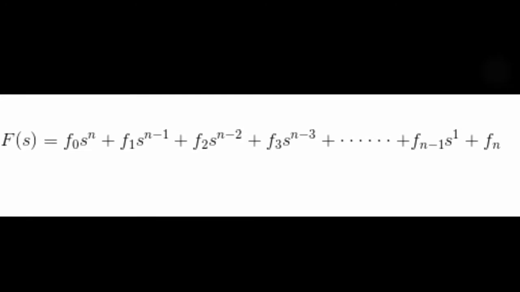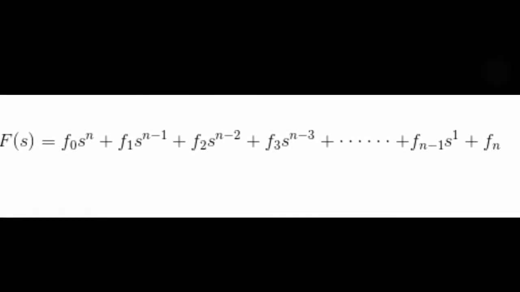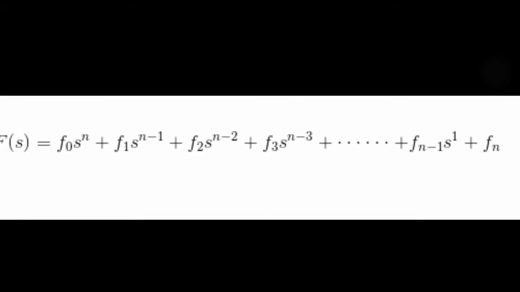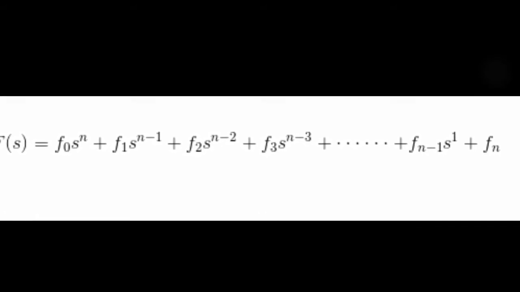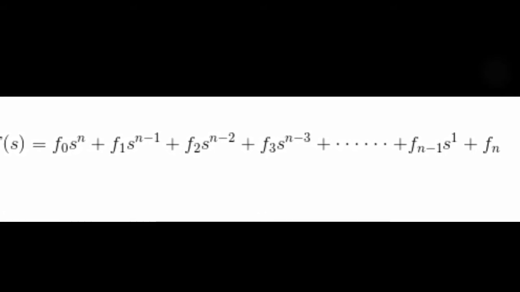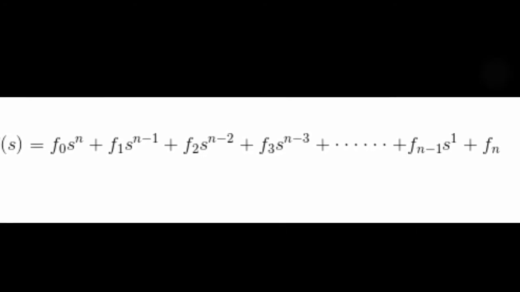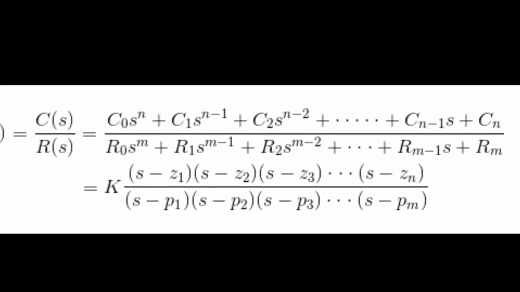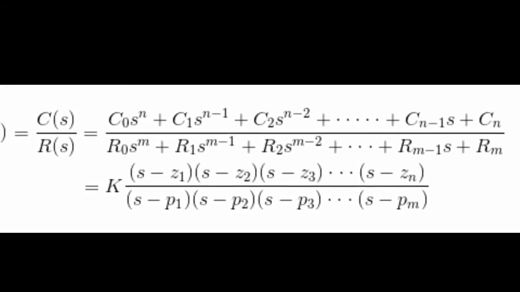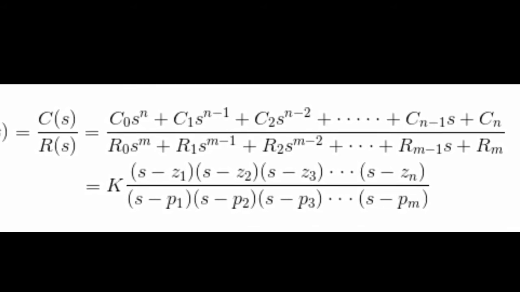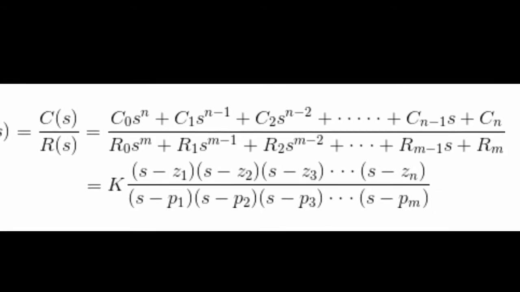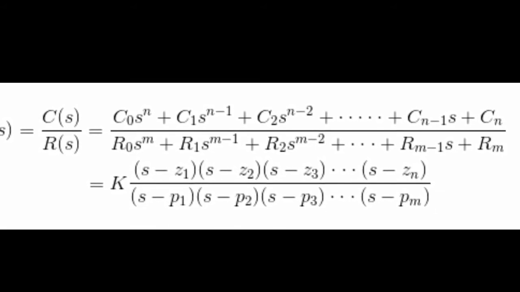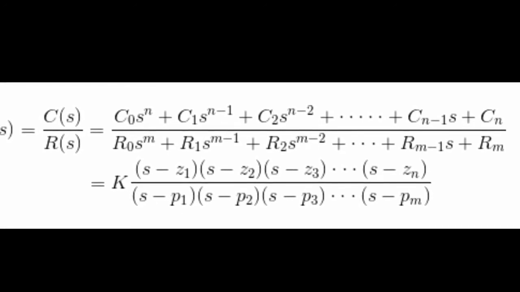Poles and zeros of the transfer function. Generally, a function can be represented in its polynomial form, for example, this. Similarly, the transfer function of a control system can also be represented as this, where K is known as the gain factor of the transfer function.